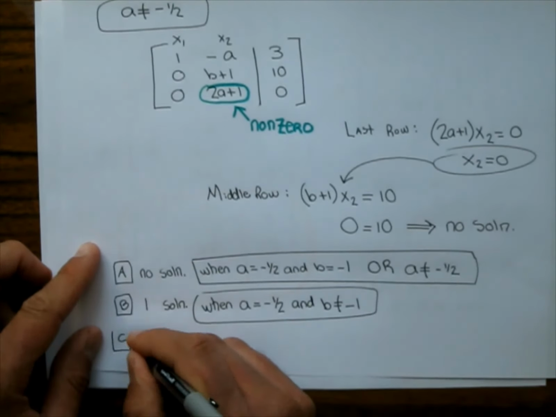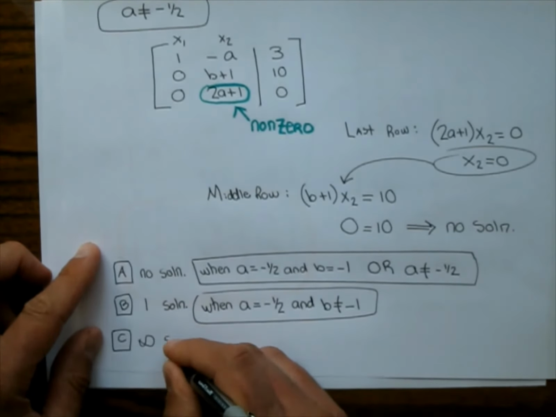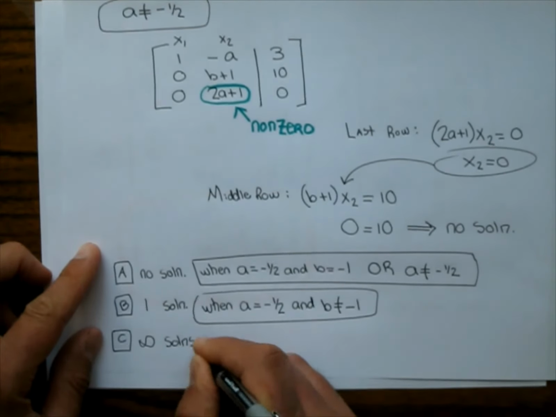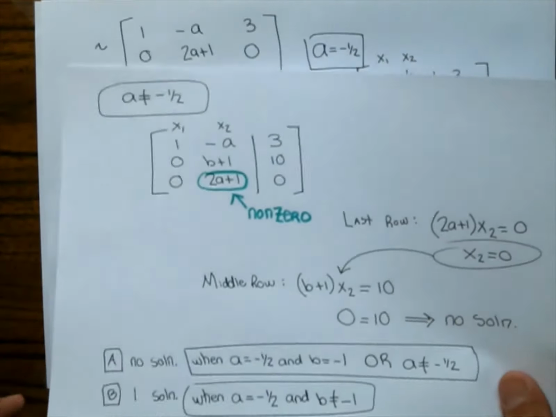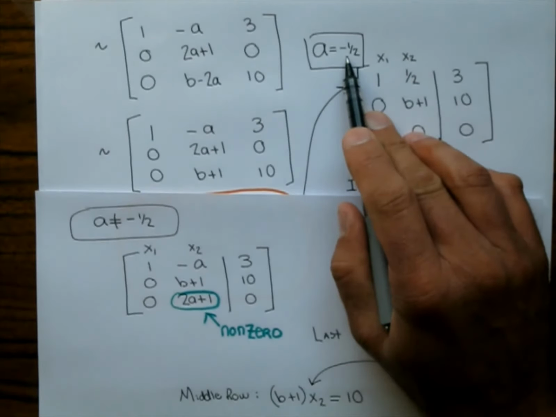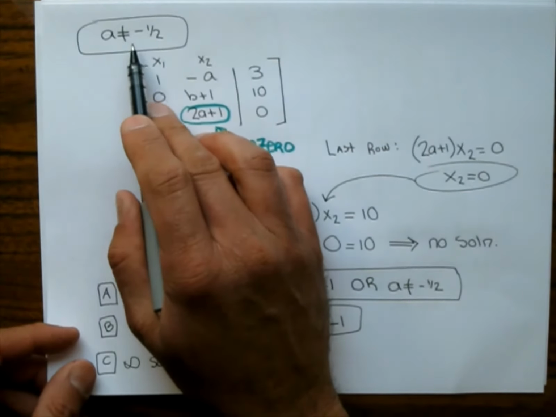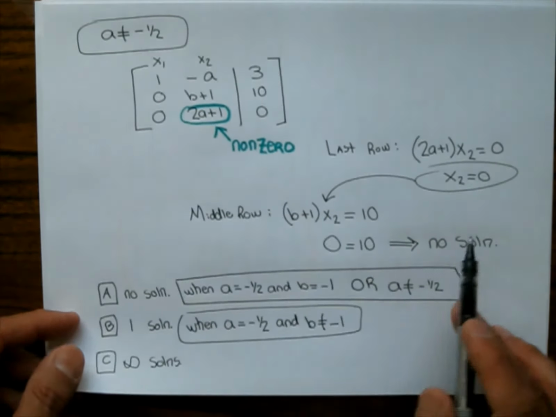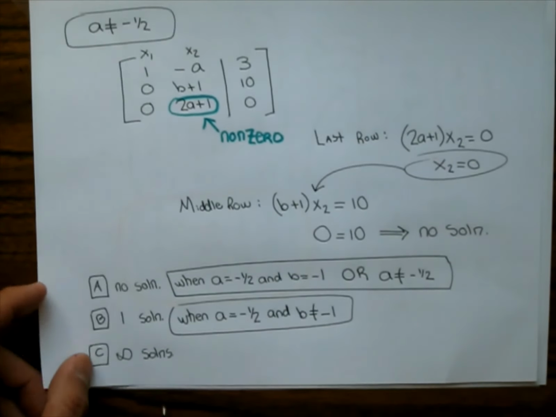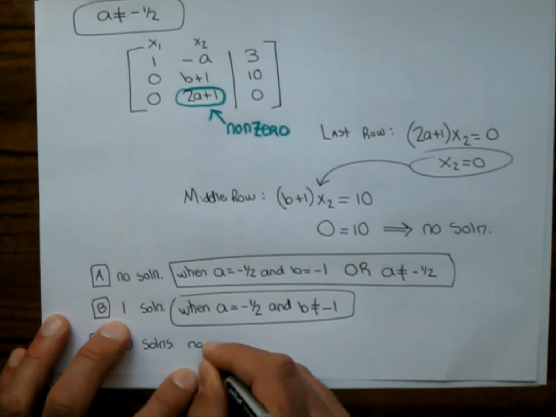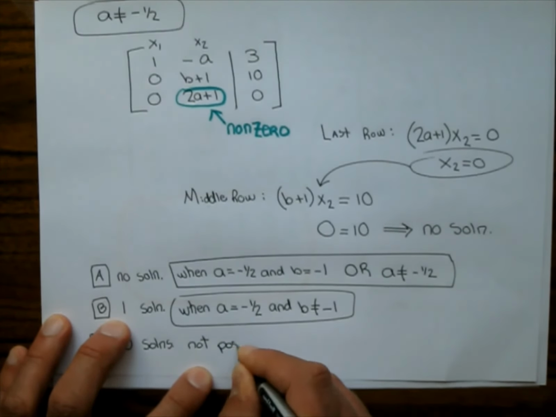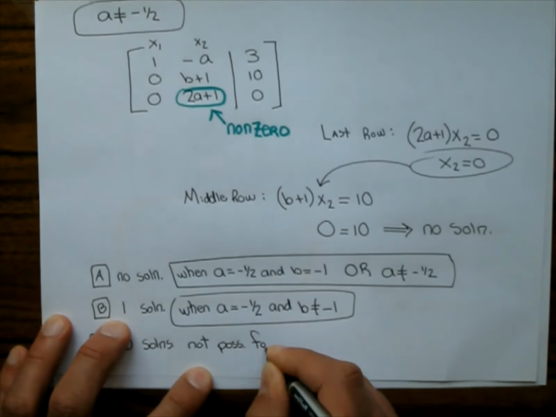And part C was infinite solutions. Well, did we ever get infinite solutions? We did all the cases. a equals -1/2 never gave us infinite solutions. a does not equal -1/2 gave us no solution. So infinite solutions, this is not possible for this system.